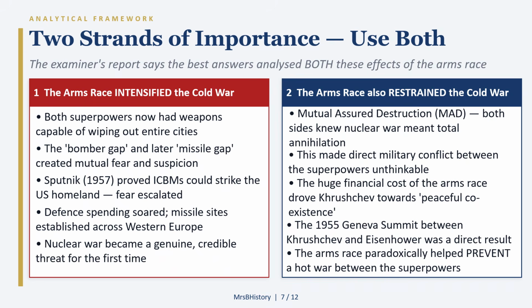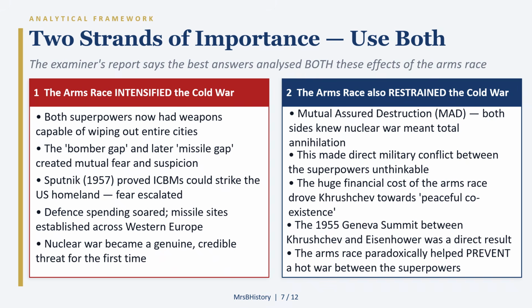Now here's the insight that separates a grade 7 from a grade 9. Most students write about one thing. The arms race made the Cold War more dangerous, and of course that's correct. That's one strand of importance. But the examiner's report specifically noted that the best answers, the level 3 answers, analysed both effects of the arms race. Strand 1 is that the arms race intensified the Cold War.